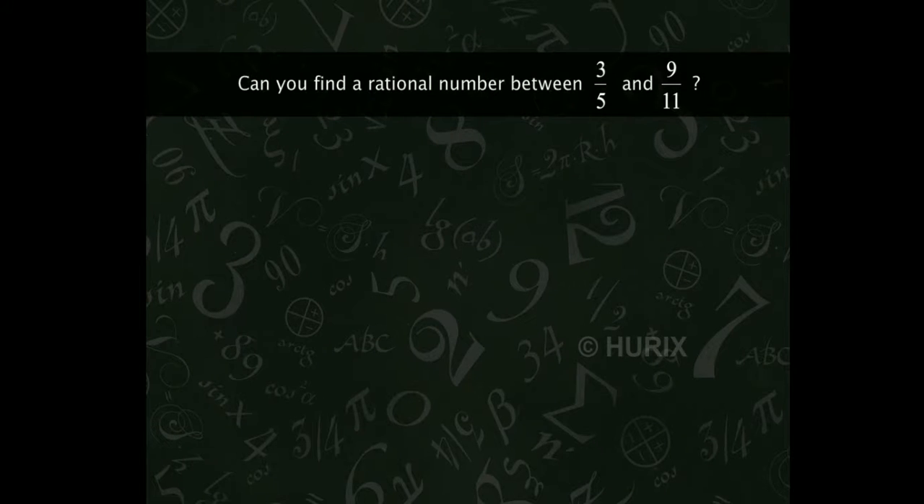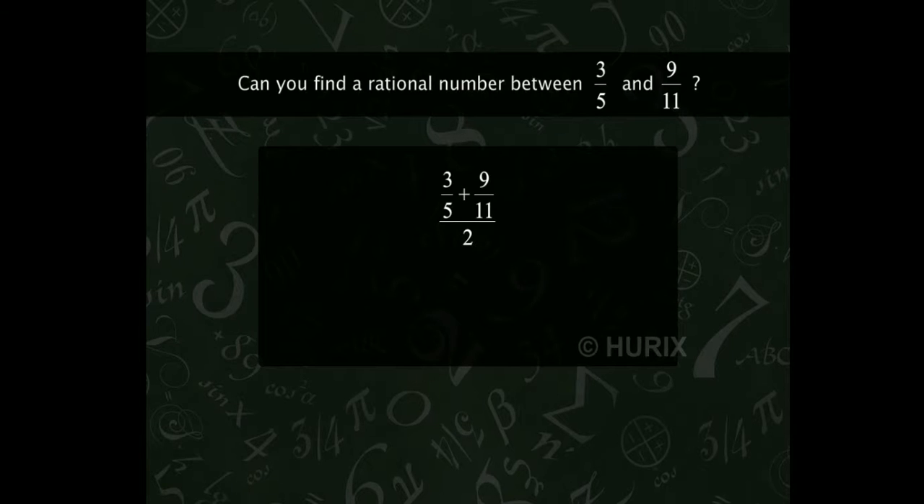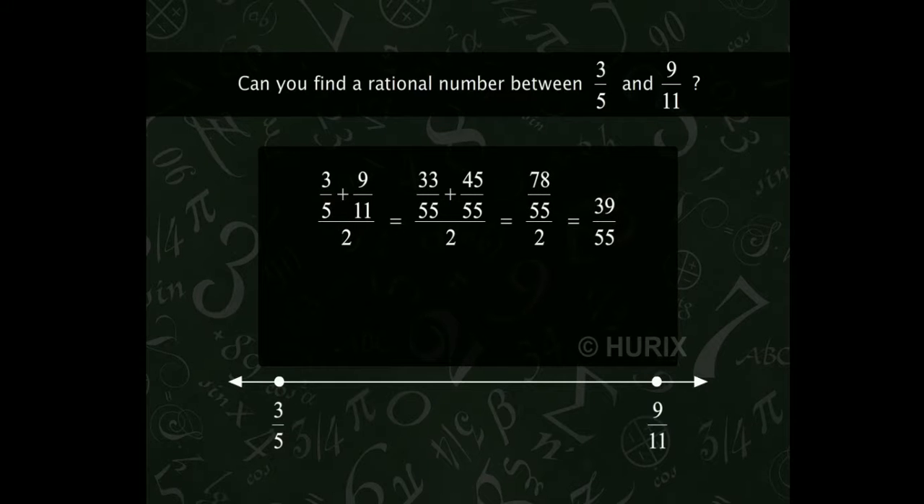Can you find a rational number between the two given rational numbers? For any two rational numbers, half of their sum is always a rational number that lies between them. So, to find the rational number between the given rational numbers, we find half of their sum. On simplifying, we get 39 by 55. Thus, 39 by 55 is a rational number between the two given rational numbers.